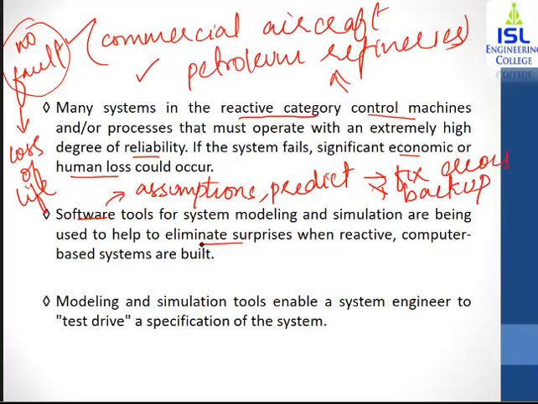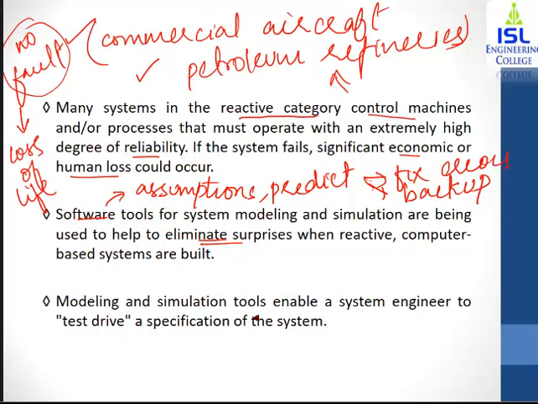These are used to eliminate surprises, so that this type of situation does not arrive when the aircraft is full of passengers. So whenever you're designing, you're going to make use of specific tools so that you can make different assumptions, predictions, and you can be prepared for any type of situation.